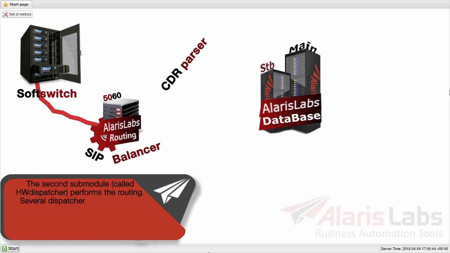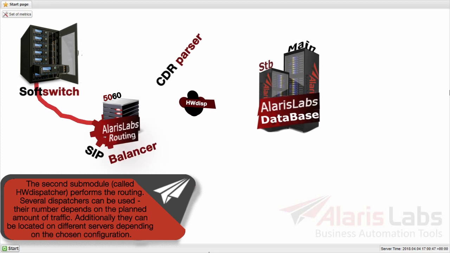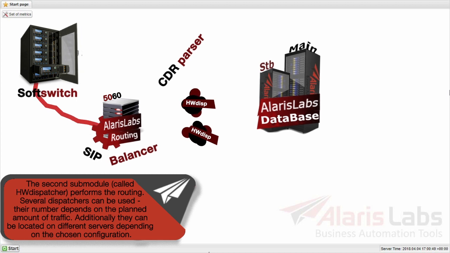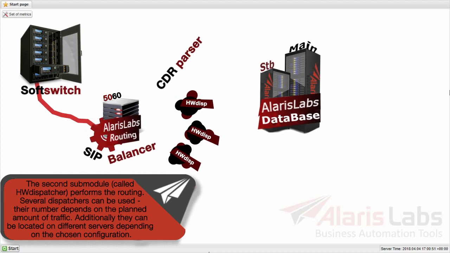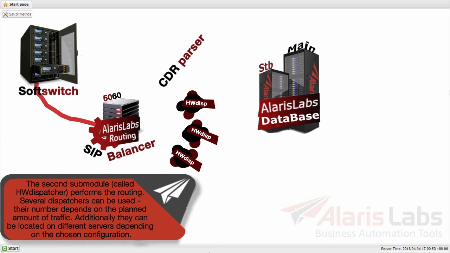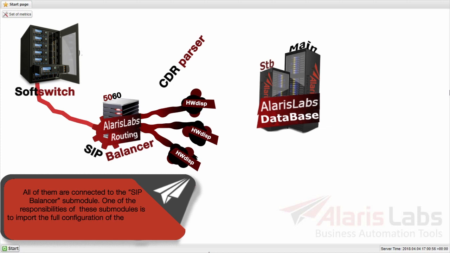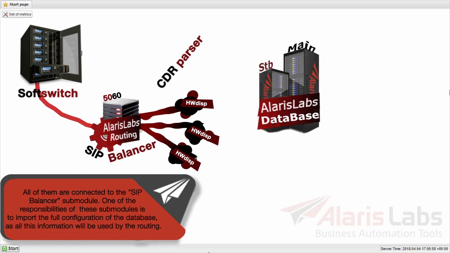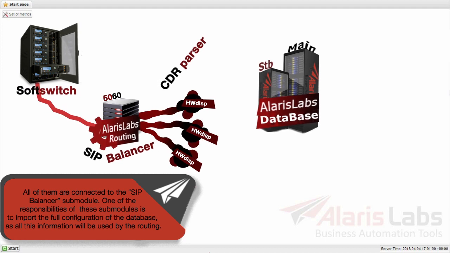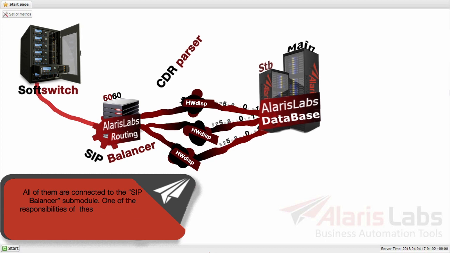The second submodule, called Hardware Dispatcher, performs the routing. Several dispatchers can be used. Their number depends on the planned amount of traffic. Additionally, they can be located on different servers depending on the chosen configuration. All of them are connected to the SIP balancer submodule. One of the responsibilities of these submodules is to import the full configuration of the database, as all this information will be used by the routing.